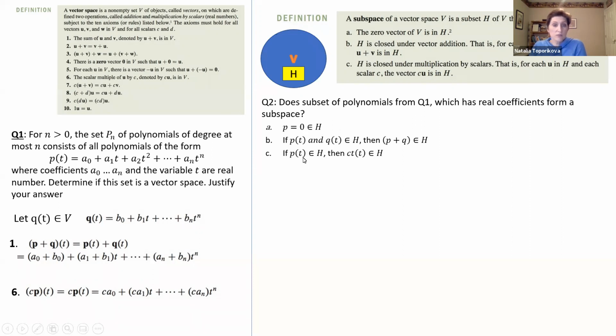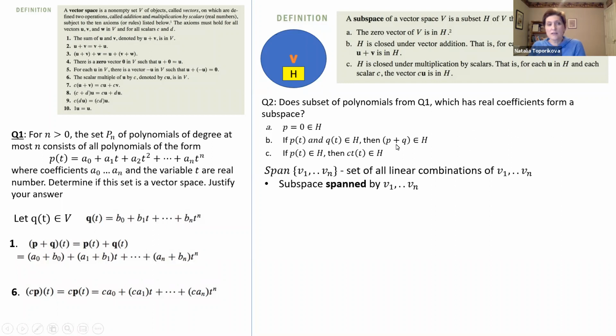Finally, we can take our polynomial multiplied by the constant c, and again, we just multiply each of the coefficients by the real number c, which will give us again a real coefficient polynomial. So indeed, all of these three properties are valid, and our subset of polynomials actually forms a subspace.